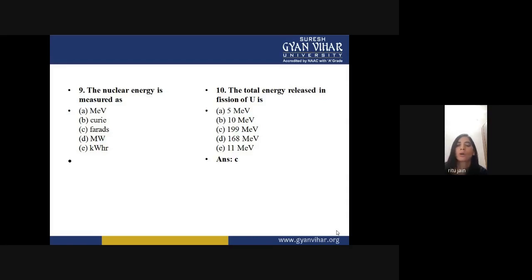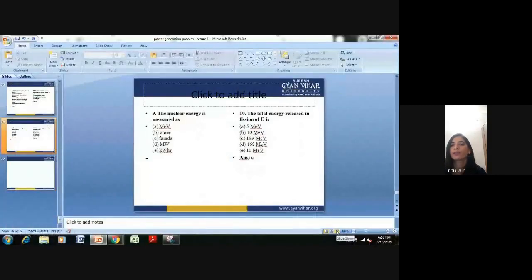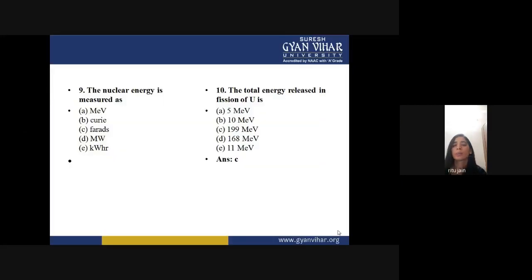So this is all about the nuclear power plant. We have seen how it is different from the conventional thermal power plant, what the basic differences are between thermal and nuclear power plants, what equipment we use in a nuclear power plant, and what the advantages and disadvantages are. We have also covered two different types of nuclear power plant, and some objective questions based on this lecture.